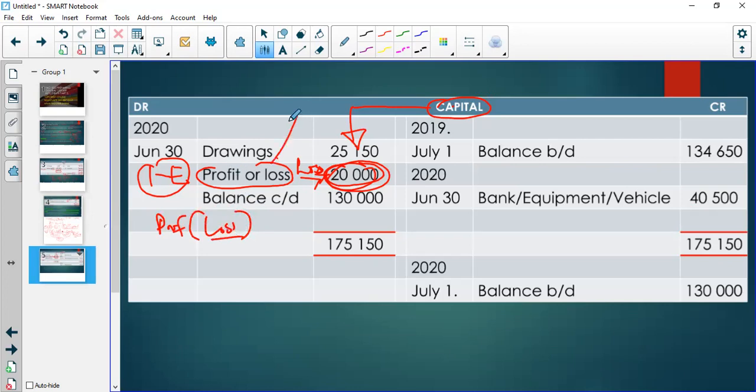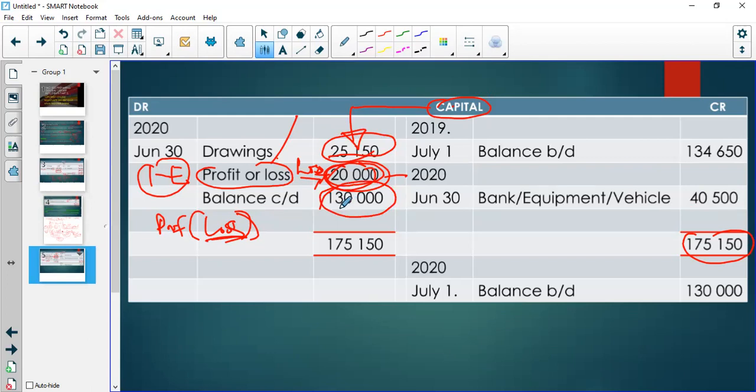Because this profit or loss is actually the general ledger account where we record all profit or losses. But in this case, we have to identify that this is actually a loss that was made. And that is why we end up with lower, because we should have 175 minus 25, 150 if there was no loss, all right. But because there was a loss, then we have to subtract that 20,000 again. That's how we end up with 130,000 as the new balance.